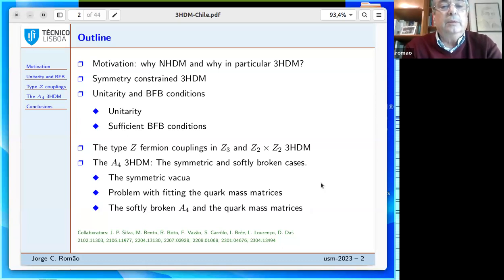Then I'll turn to a new type of fermion coupling, which is present for the first time in the 3-Higgs doublet model, the so-called type Z. And in the second part, I'll move on to another symmetry, A4 3HDM. I'll study both the symmetric and softly broken case, looking at the vacuum and trying to fit the quark mass matrices. And in the end, showing that softly broken A4 can produce a good fit of this.